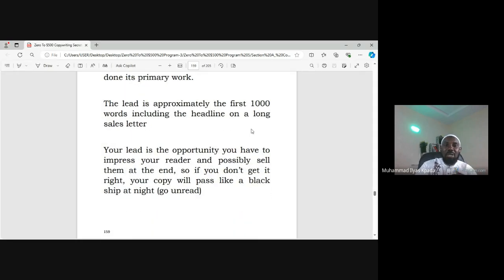The lead is approximately 1,000 words. Yes, the lead is your opportunity to impress the reader and possibly sell to them at the end. And if you don't get it right, your copy will pass like a black sheep at night. If your lead is not properly structured, your copy will pass like a black sheep at night. If a black sheep passes at night, it means it will not be read. And if your copy is not read, you will not make a sale. Of course, it's not possible to sell to someone when the person does not read your copy.